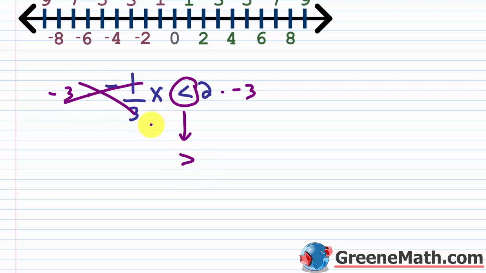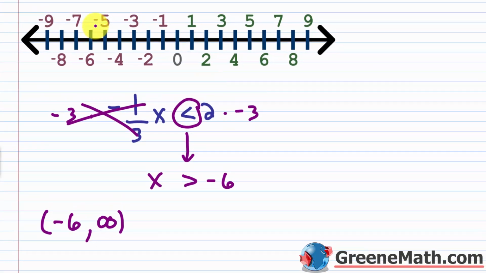I know this is going to cancel, and I'll just have x. And over here, 2 times negative 3 is negative 6. So we get that x is greater than negative 6. In interval notation, I would put a negative 6 next to a parenthesis, again, because it's not included. Then comma, you have the infinity symbol, because this continues forever in the right direction, and then a parenthesis next to that. So graphically, at negative 6, we'd put a parenthesis, and then we would just shade everything going to the right. Okay, again, including this arrow, because the solution region continues forever in the right direction.